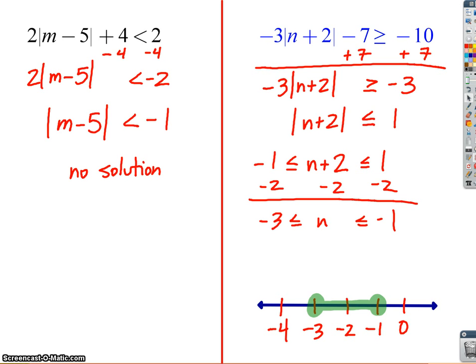And the second one here, I added 7. Got negative 3, and then I divided by negative 3, and when I did that, I had to be careful to make sure that I reverse my symbol. Once I do that, I realize that the absolute value has to be less than, so the distance has to be less than 1 away from 0. So that means it has to be between 1 here and negative 1. And once I do that, that's my compound inequality. I subtracted 2, and so I know that n has to be somewhere between negative 3 and negative 1, and that's shown by this graph down here at the bottom.